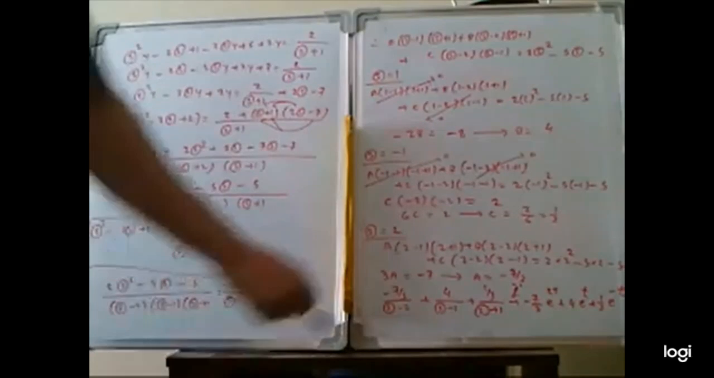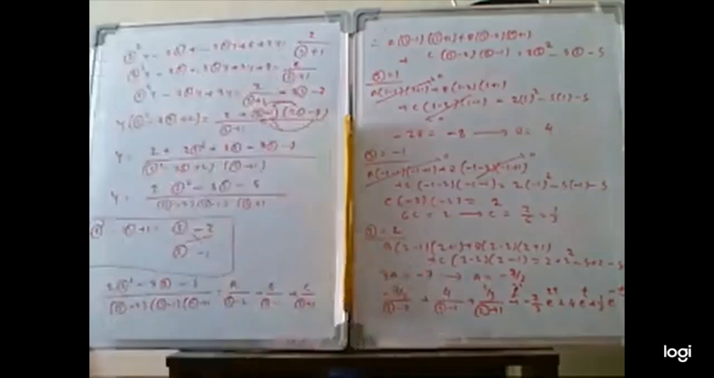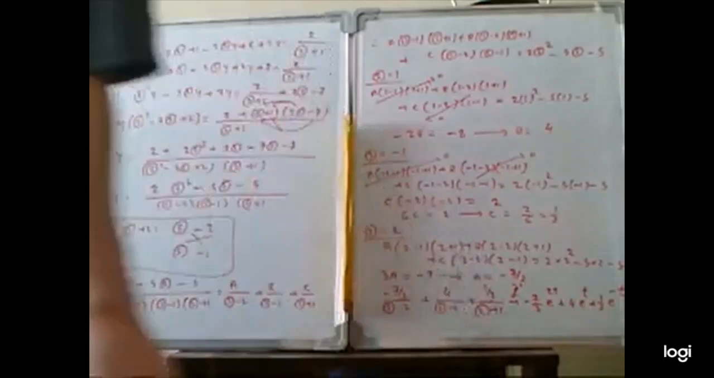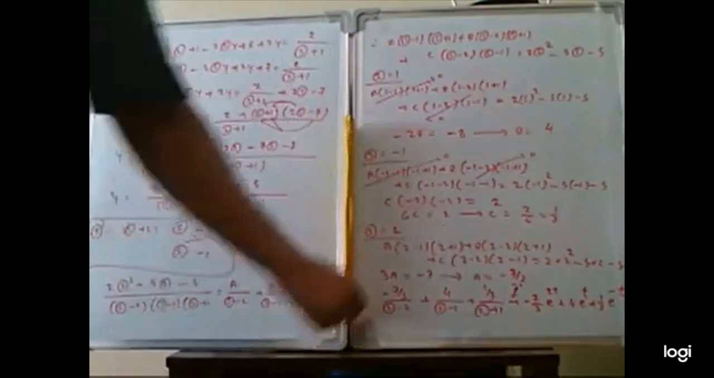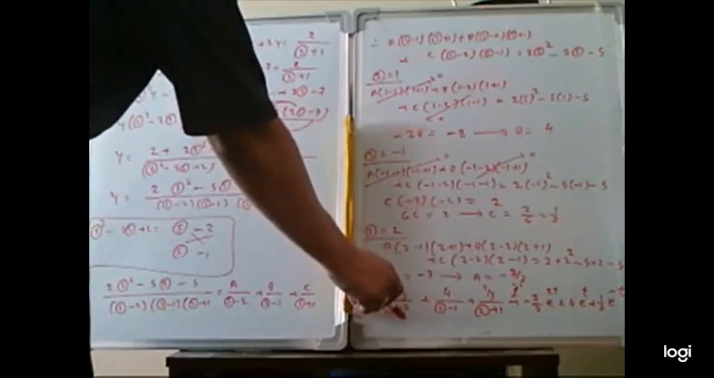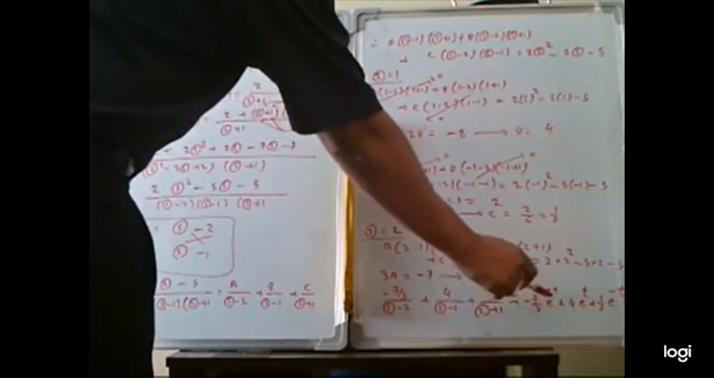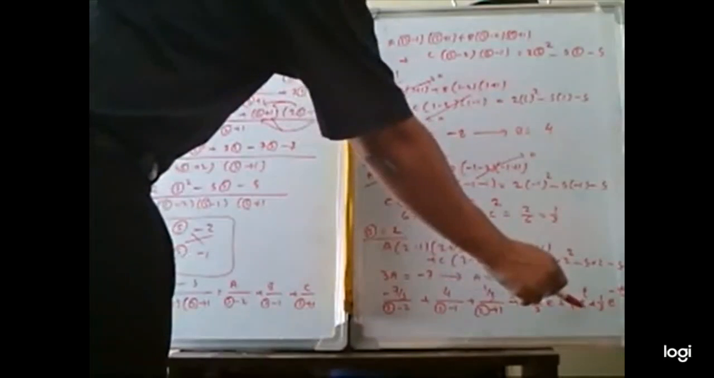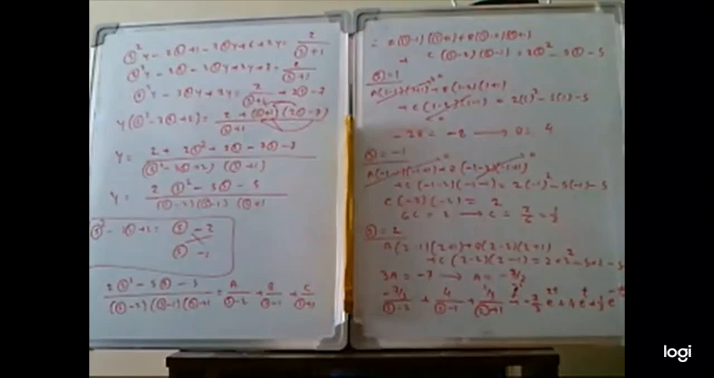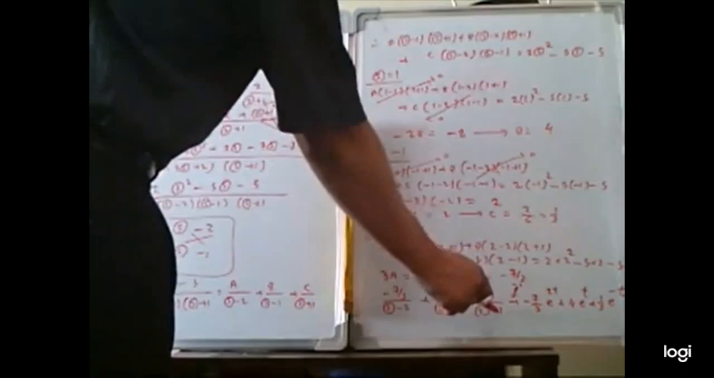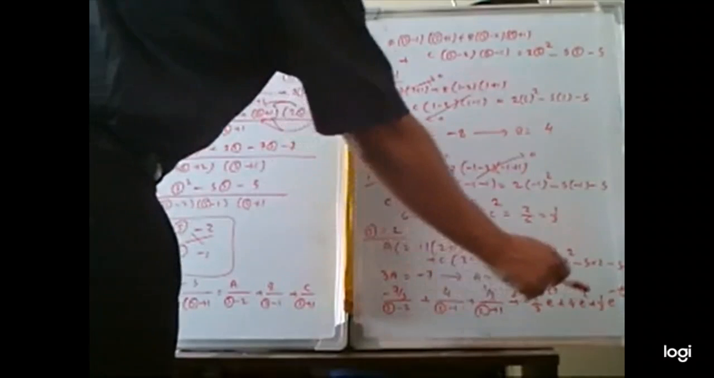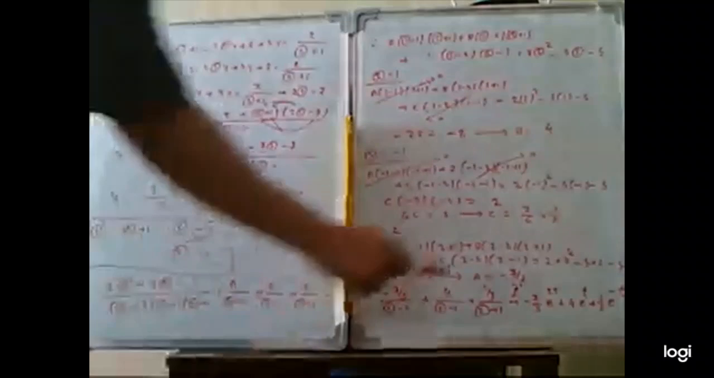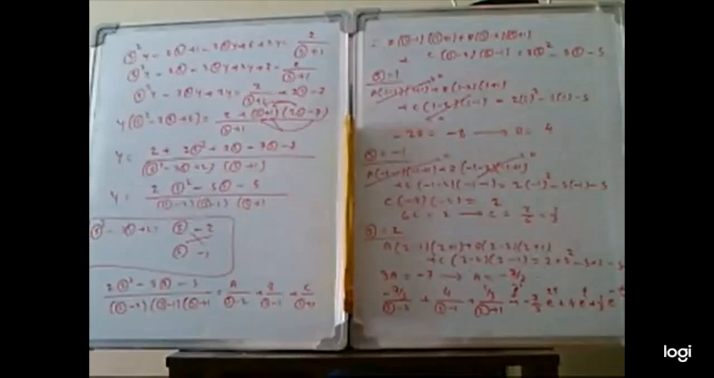Then when you substitute the A, B, C values, we get minus 7 by 3 divided by s minus 2, plus 4 divided by s minus 1, plus 1 divided by s plus 1. So you find the inverse Laplace. The minus 7 by 3 divided by s minus 2 gives minus 7 by 3 e power 2t. And 4 divided by s minus 1, inverse Laplace will be 4 into e power t. And 1 divided by s plus 1, inverse Laplace will be 1 into e power minus t. So this is the answer for this Laplace transform.